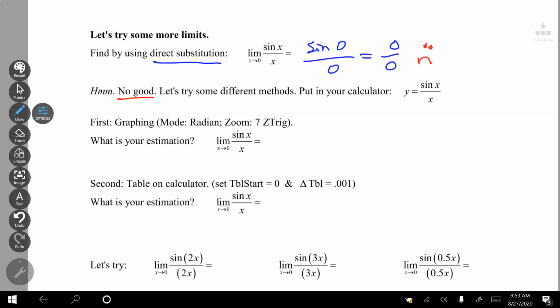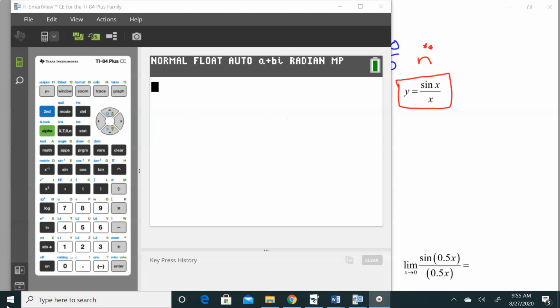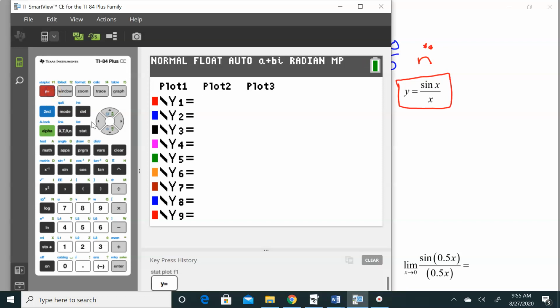I can't do this. So I'm going to put y equals sine of x over x in my calculator. I'm going to try graphing it. So here I have my handy dandy TI-84 calculator. I'm going to put y equals sine of x over x. In here I'm going to use the graph. So I'm going to hit the y equals on the top left. On the bottom of the screen you should be able to see what keys I'm hitting.